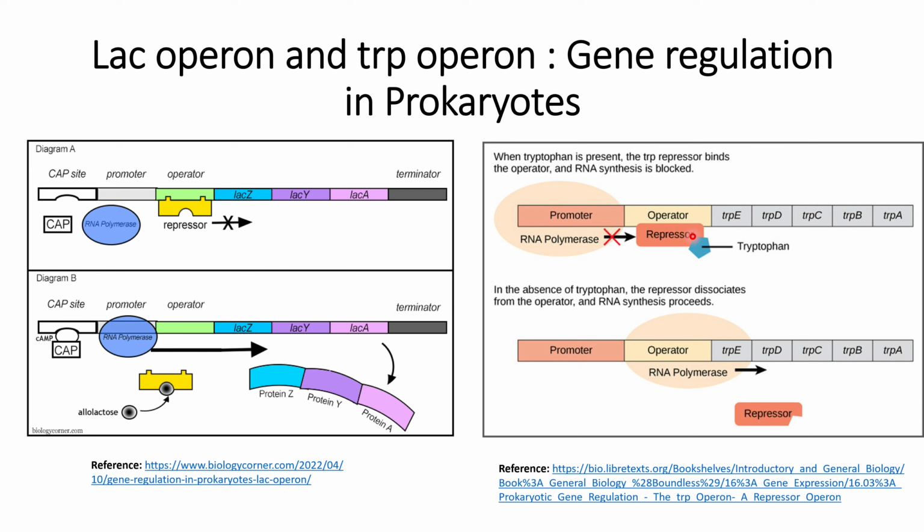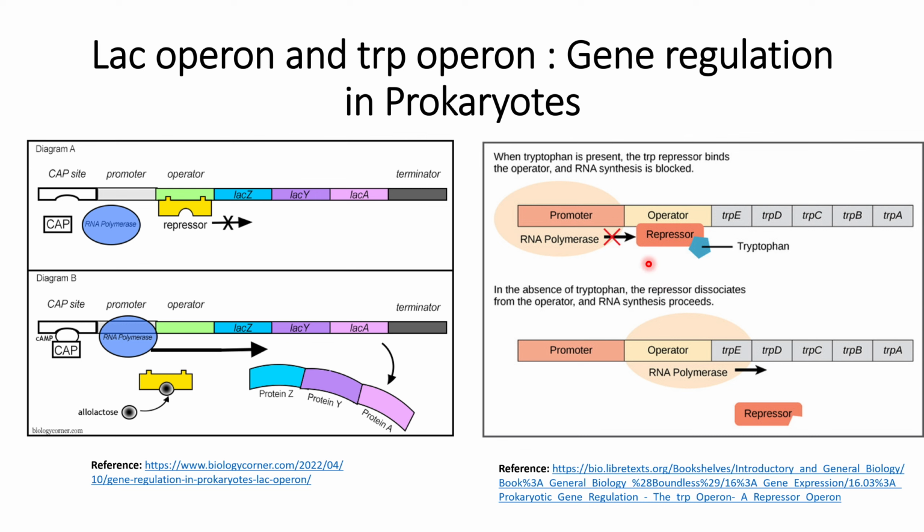So how does this work? When tryptophan is present within the cells, the tryptophan will interact with this repressor and it binds to this operator, so that it will prevent the RNA polymerase from transcribing these genes that are responsible for tryptophan. When tryptophan is not present within the E. coli bacteria, then it will not be able to interact with this repressor and help it to bind to this operator.